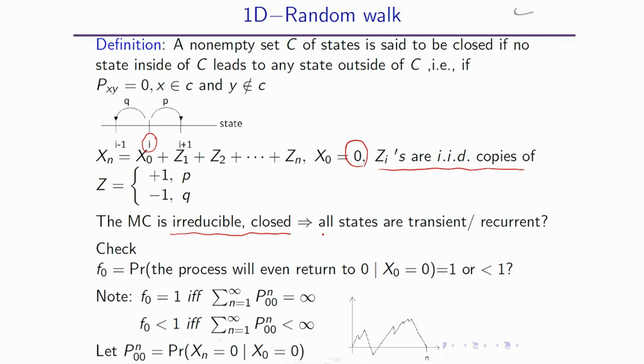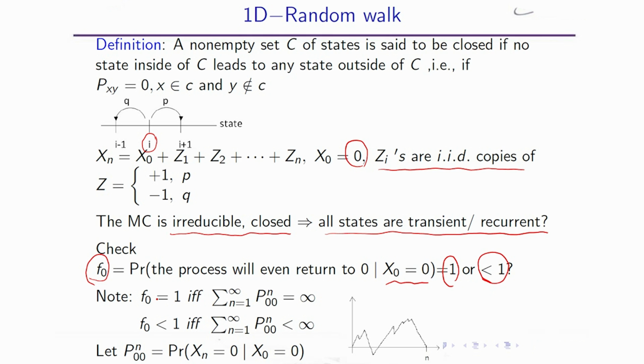So that means all states are either transient or recurrent, and we just need to check one state. For example, if we check state 0, and state 0 is recurrent, then because this Markov chain is closed and irreducible, all states in this Markov chain are recurrent. On the other hand, if state 0 is transient, all other states are transient. So we just need to check f0, which represents the probability that the process will return to 0 given we start from 0, and whether this is 1 or less than 1.